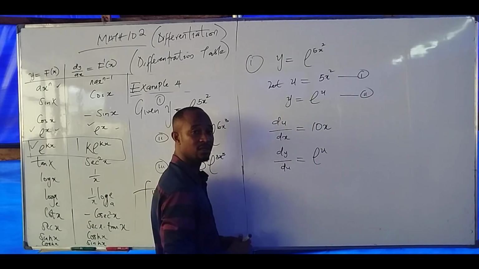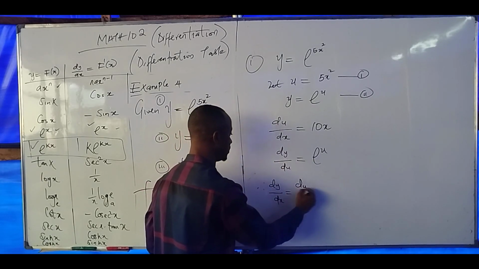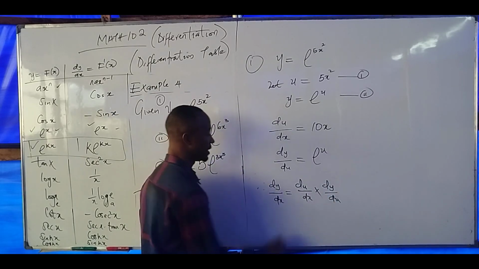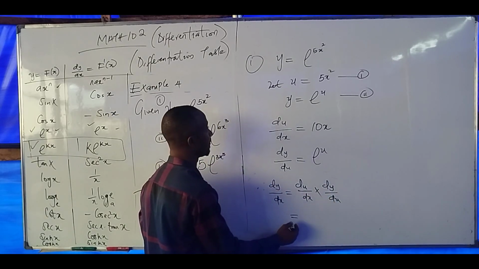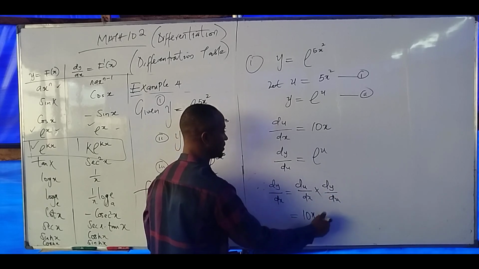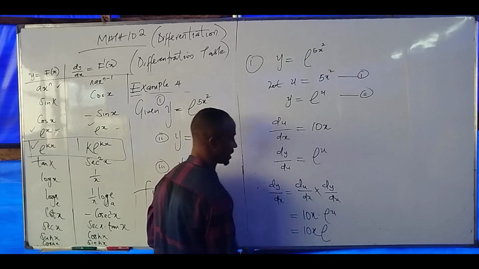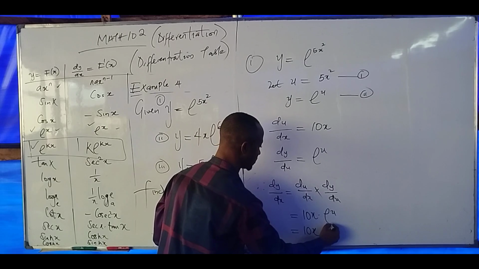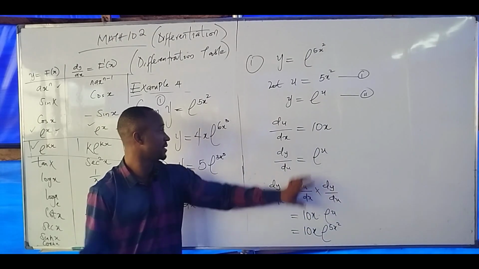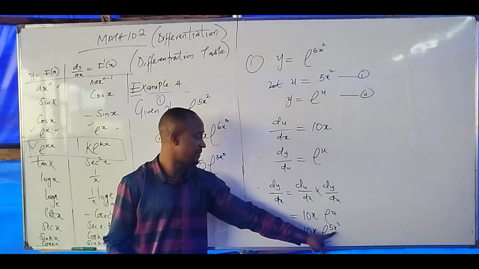So for this, differentiating y with respect to u is still e^u. Therefore, our dy/dx becomes du/dx times dy/du. What's our du/dx? 10x. Dot means times. What's dy/du? e^u. And that will give us 10x exponential u, which is 5x squared. Do you get the gist? I just combine this with this: 10x multiplied by e^u, and u represents 5x squared.